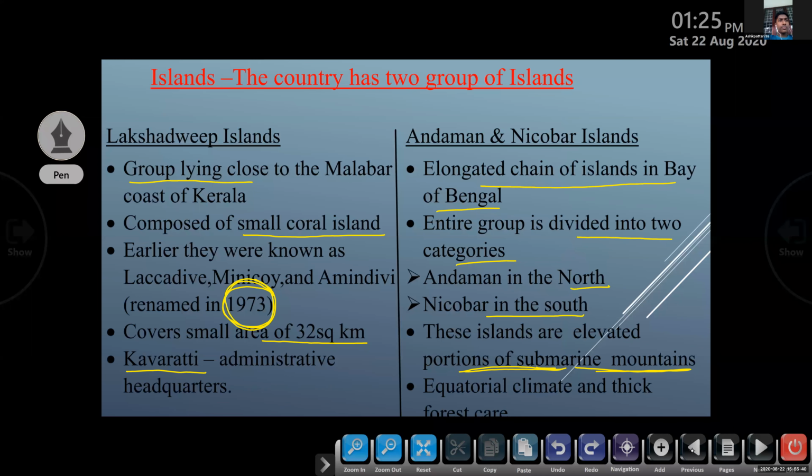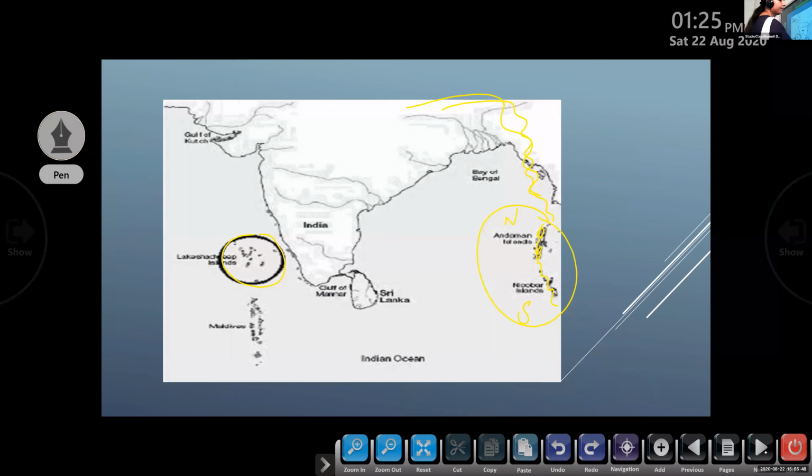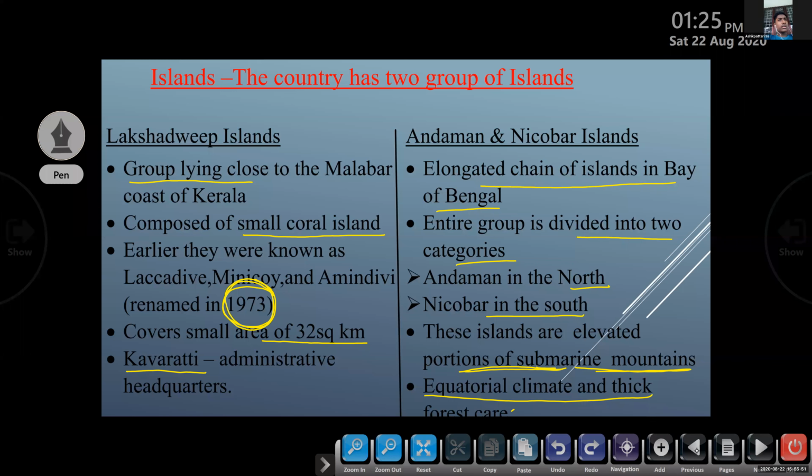Then, equatorial climate and thick forest area. Equatorial climate means what is the climate in the torrid region? Neither hot nor cold? Torrid, very hot. Torrid zone, equatorial region. Equatorial climate means here it is very hot. That's why it receives heavy rainfall and we can see thick or dense forest. Its climate is equatorial, so thick forests are there. These are the points that come under the Andaman Nicobar Islands.